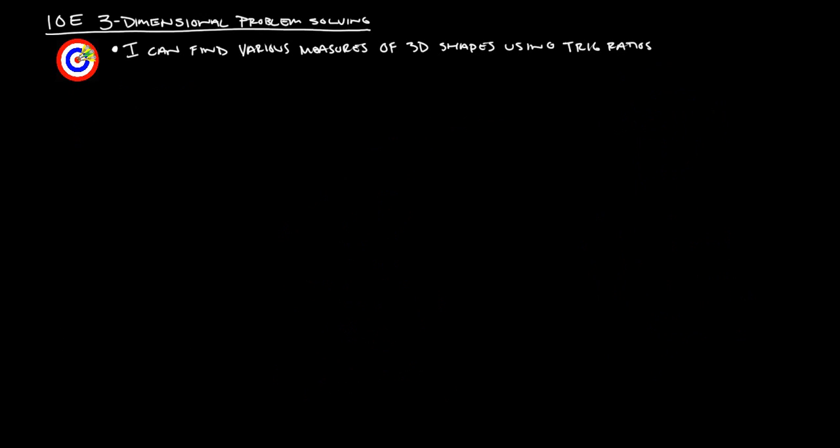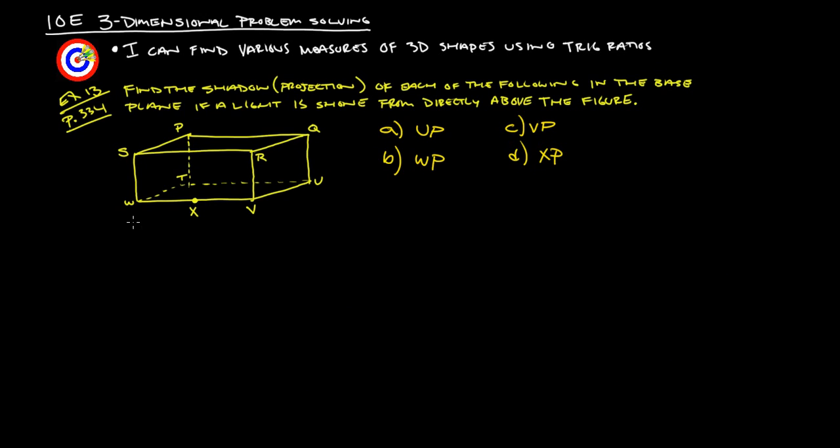Let's take a look at another one, example 13 from page 334, and this is like shadow or projection type questions. It says find the shadow or projection of each of the following in the base plane if a light is shone from directly above the figure. So basically like the sun is shining down on this. They're asking what would be the shadow of UP. So here is U and here is P.